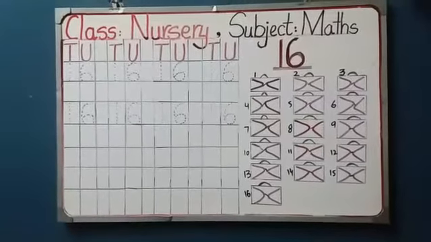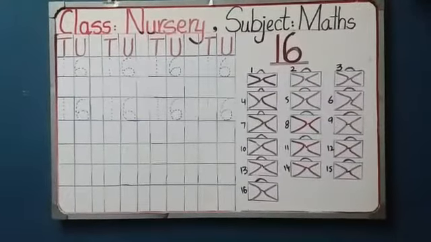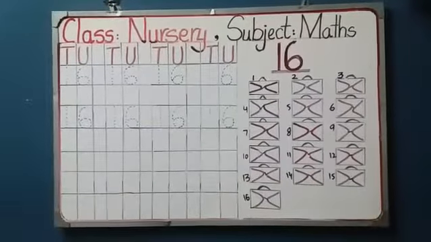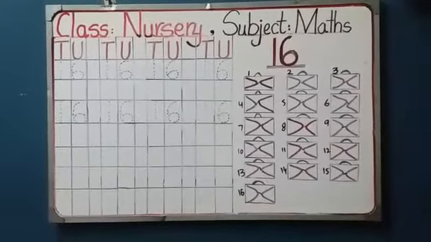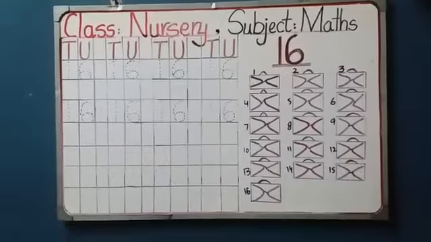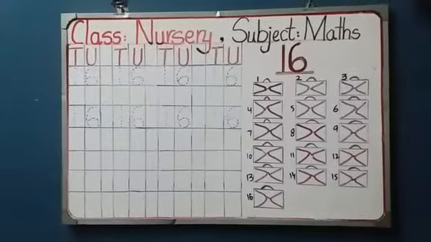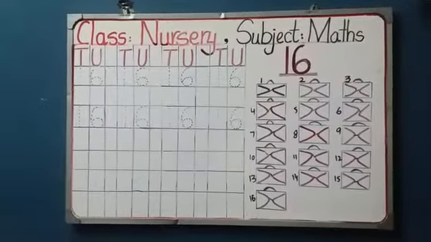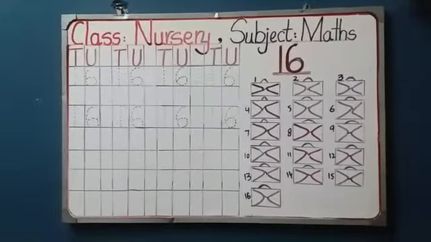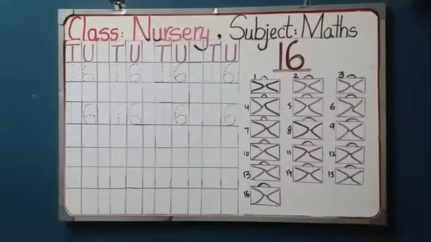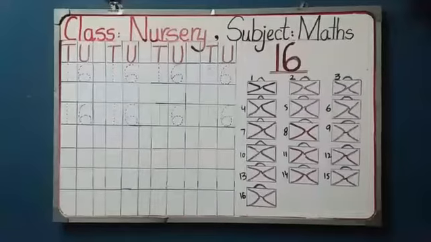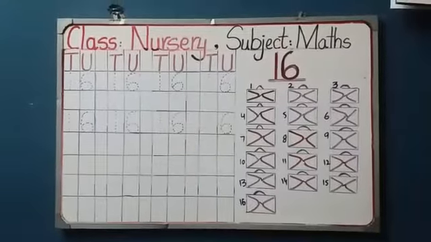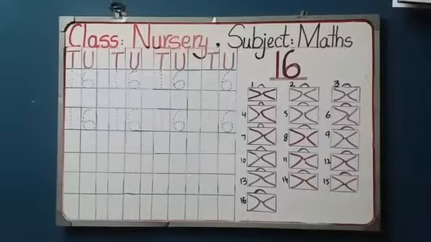Students, yesterday we have done two activities. The one was count and match, and the second was count and write. Hope your parents have done practice with you. We have learned digits 1 to 15. And today we will write and read digit 16. But first, let's start counting from 1 to 15.